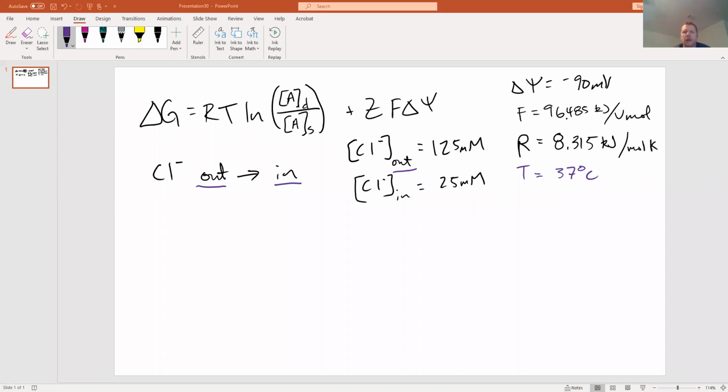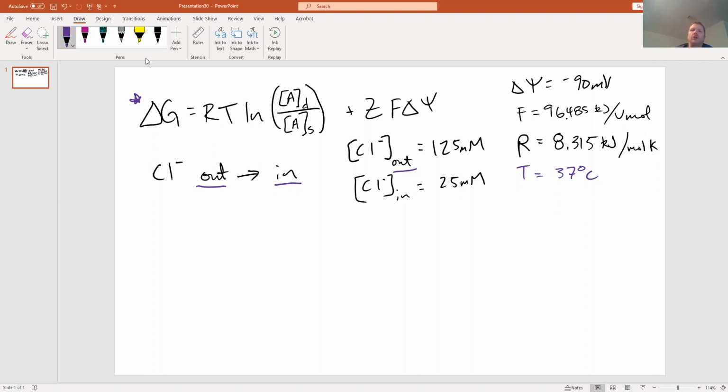So what I'm going to do right now is share my screen with y'all, and I'm going to show you a question that I came up with on the fly here. Share screen, done. Okay, so the first thing that I'd like to draw your attention to is this equation right here. This equation is delta G equals RT natural log of A over S, plus Z, Faraday's constant, times delta psi.